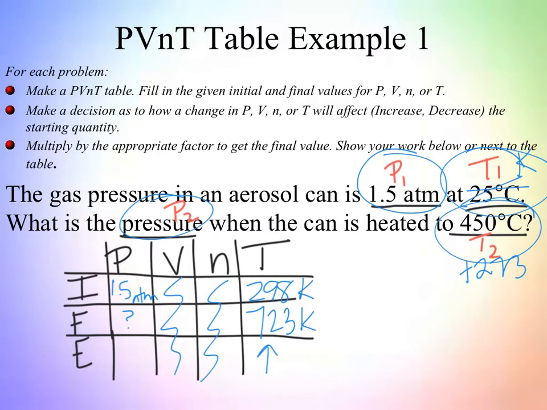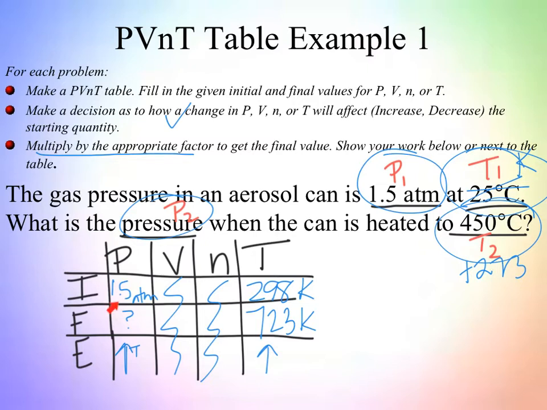Well, if temperature goes up, that means that our gas molecules are moving faster, they're colliding more with each other and with the wall, and pressure is measured based on collisions. So the higher the temperature, the more collisions, the higher the pressure. So our pressure is increasing due to temperature. So now we have filled this PVnT table in. We've looked at how it changes. Now what we have to do is multiply by the appropriate factor. So start with your given piece of information.